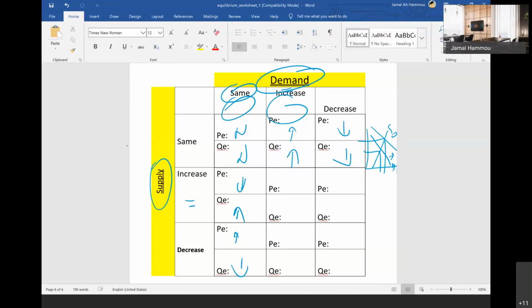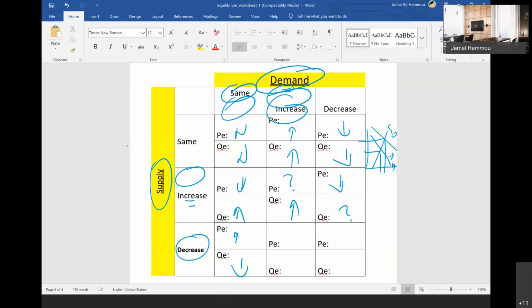And now you can see when we have an increase of both, the price will be undetermined, the quantity will go up. If we have an increase of supply but decrease of demand, the price will go down and the quantity will be a question mark. If we have a decrease of supply and increase of demand, the price will go up and the quantity will be a question mark. Now, if both decrease, the quantity equilibrium will go down, but the price will be undetermined. Okay, so that summarizes the whole thing.